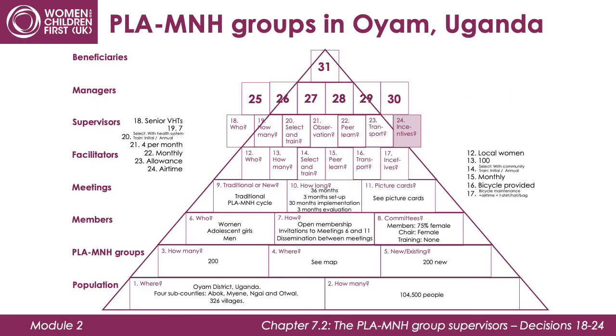Let's revisit our real-world example of a PLA-MNH group program in Oyam District, Uganda, one last time. National policy did not allow the partner to provide the senior VHTs with a salary, so this was discounted as an option. Furthermore, policy also did not allow for the partner to provide financial incentives, as the senior VHTs were already financially incentivized by the health system.